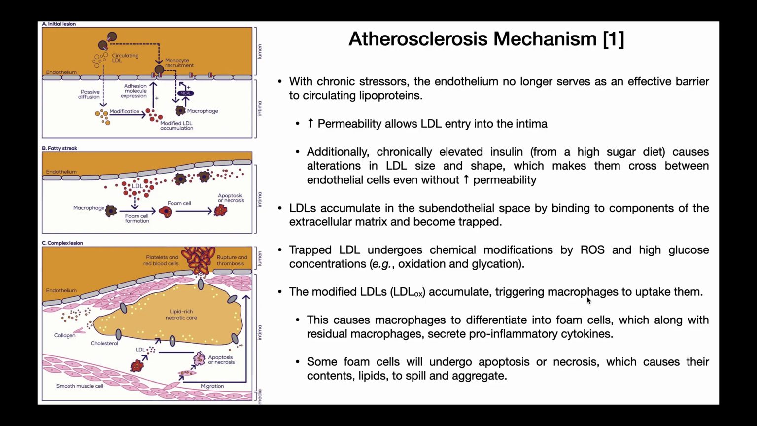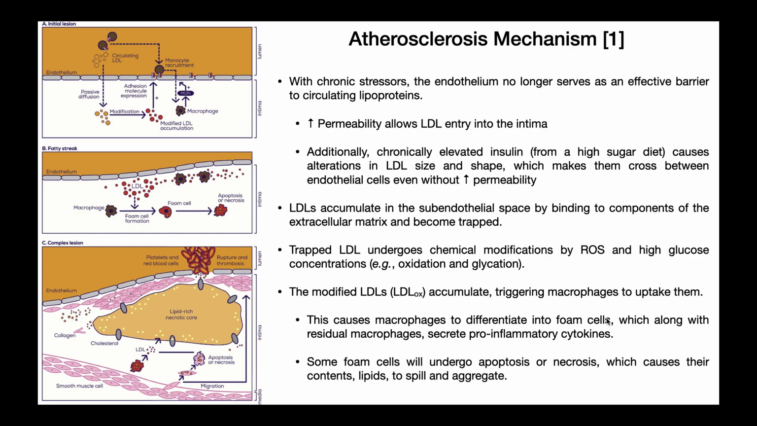These modified LDLs, which are sometimes called LDL ox because they're oxidized LDL, accumulate here in the intima, and they trigger macrophages, which are immune cells, to uptake them. The macrophages are like Pac-Man, and as you can see right here, they eat the LDLs. When macrophages eat the LDLs, they will differentiate into a new type of cell called a foam cell. Foam cells are not intrinsically bad, it's just that in these individuals who are on the road to atherosclerosis, they tend to make a lot more foam cells because there's a lot of oxidized LDL in the intima.